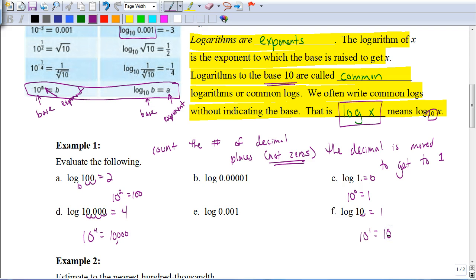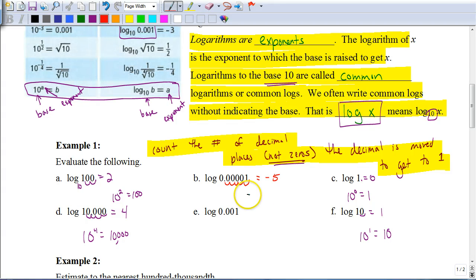Now what if there's already a decimal? We use the same rule that we just talked about, where we count the number of decimal places, not zeros, to get to 1. Because here, if I move the decimal place 1, 2, 3, 4, that's not 1. I have to move it 1 more to get to 1 whole. If I stopped at 4, I'd be at 0.1. So I move the decimal over 1, 2, 3, 4, 5 places to get to 1. But I moved it to the right, so my answer in this case is going to be negative. Just like in scientific notation, when you move the decimal to the right, it's negative. When you move it to the left, it's positive.